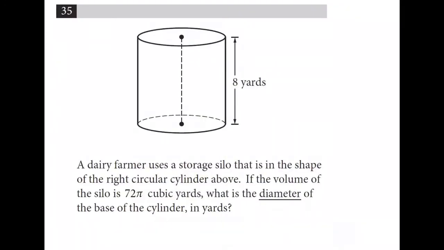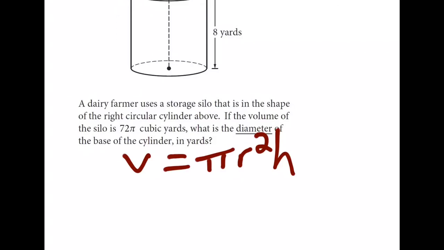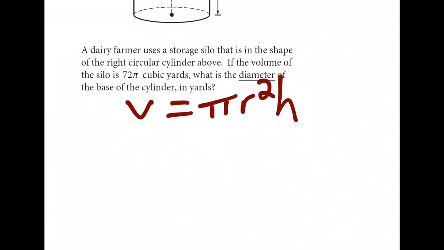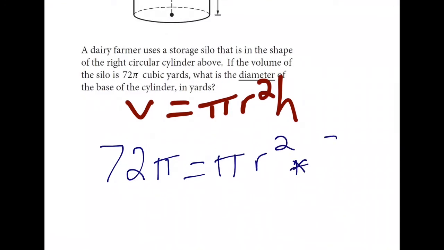35. A dairy farmer uses a storage silo that is in the shape of the right circular cylinder above. If the volume of the silo is 72 pi cubic yards, what is the diameter of the base of the cylinder in yards? The formula we're using here is that volume is equal to pi r squared times height, or the area of the base circle multiplied by the height. We know a lot of the information. They told us the total volume is 72 pi, and we know that the height is 8, so we can plug in pi r squared times 8.